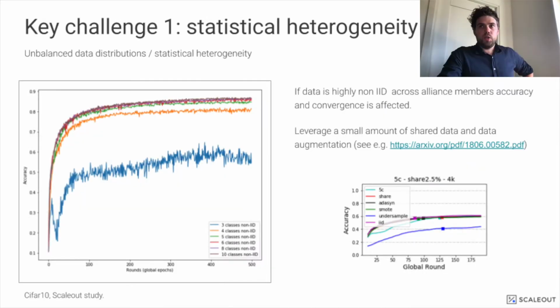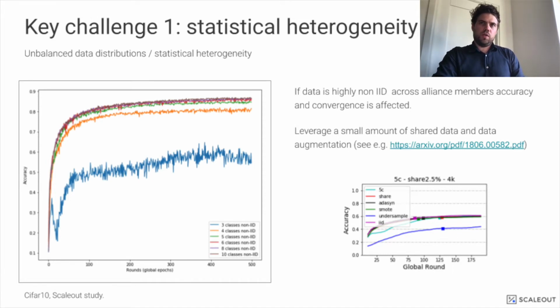This brings me to the first challenge that I wanted to talk about today, and that is the problem of statistical heterogeneity, or feature if you wish. So in the previous slide, we had taken the pooled dataset from a dataset called CIFAR-10. It's a 10-class classification problem, and then created partitions that were identically distributed. But in reality, for a federated machine learning situation, you can expect that the data is not identically distributed. And this causes data heterogeneity or statistical heterogeneity across the alliance.